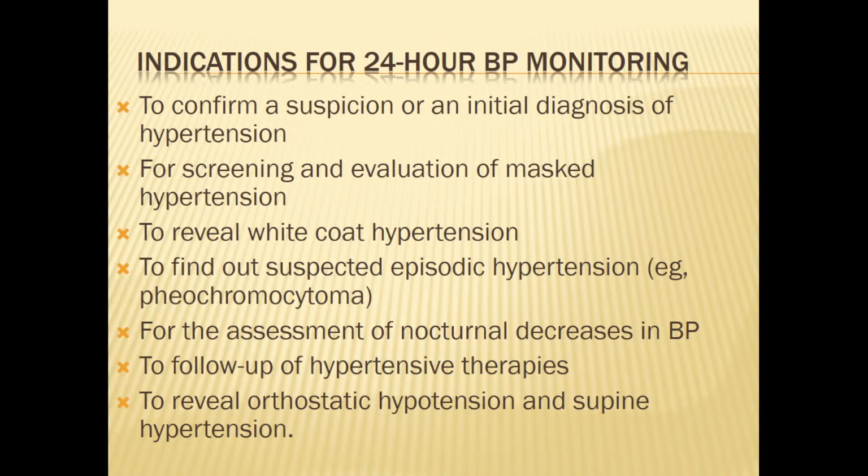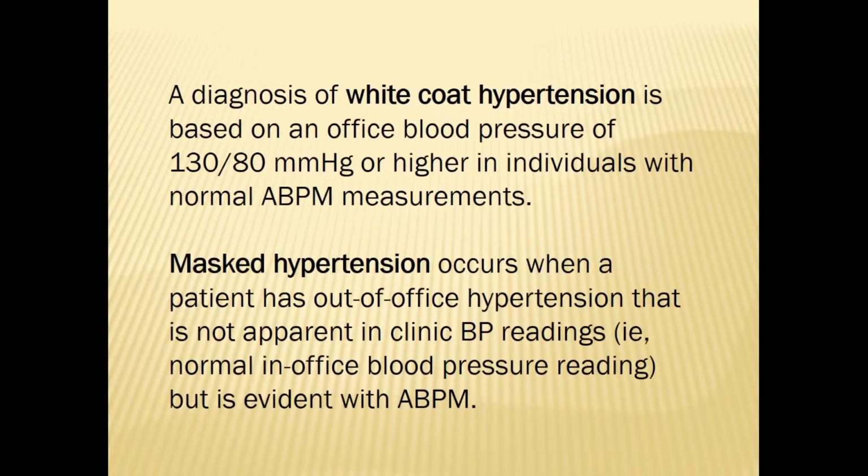And let me explain some of these definitions. What is white coat hypertension? A diagnosis of white coat hypertension is based on an office blood pressure of 130 over 80 mm Hg or higher in individuals with normal ambulatory BP measurement. So if a patient comes to the doctor, becomes excited, becomes nervous and shows something like a crisis, but it is not really hypertension, because when he goes home, BP will drop and be normal.